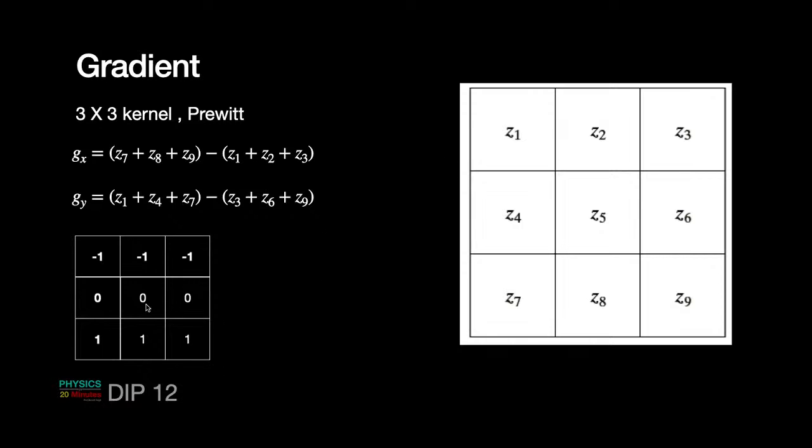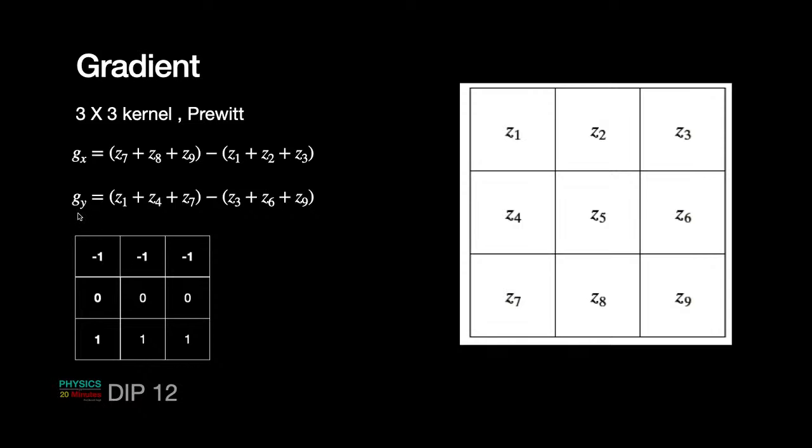If you do implement and do a convolution, that is sum of product, then you will find that z1 multiplies to minus 1, so minus z1. Similarly, z2 will give you minus z2, z3 after multiplication will give you minus z3. All these will become 0. These will remain positive, z7, z8, z9. So these are your product terms. When you do a sum of product, SOP, you will add up everything together, so you get your first one, gx, implemented by using this as the kernel.